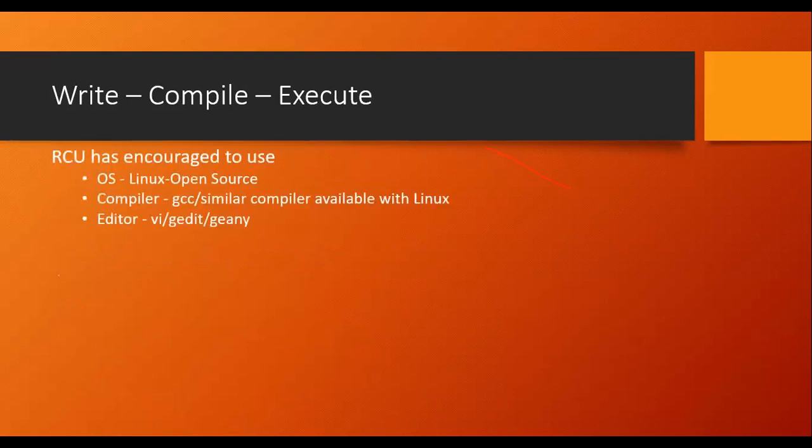Now, certain things are there. In order to execute a C program, basically there are three steps. First is write the program, second is compile the program, and third is execute. Sometimes we call execute by another word, run the program, R-U-N. Now, there are certain standards which Rani Chennamma University, to which we are affiliated, has suggested. They have encouraged us to use certain software in order to write the program and execute.